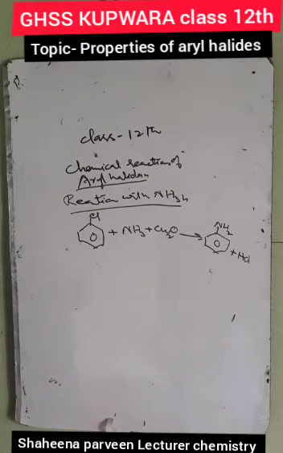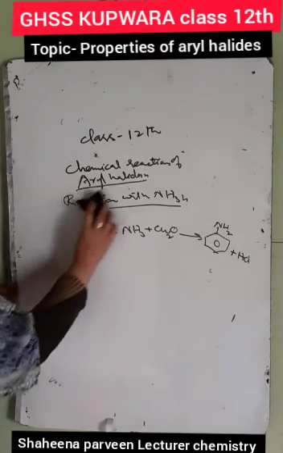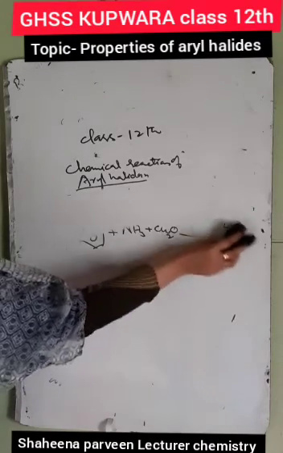Now, the mechanism of these nucleophilic substitution reactions: they follow two types of mechanism. One is called the bimolecular nucleophilic substitution mechanism, and number second is called the elimination or benzyne mechanism of nucleophilic substitution reactions.